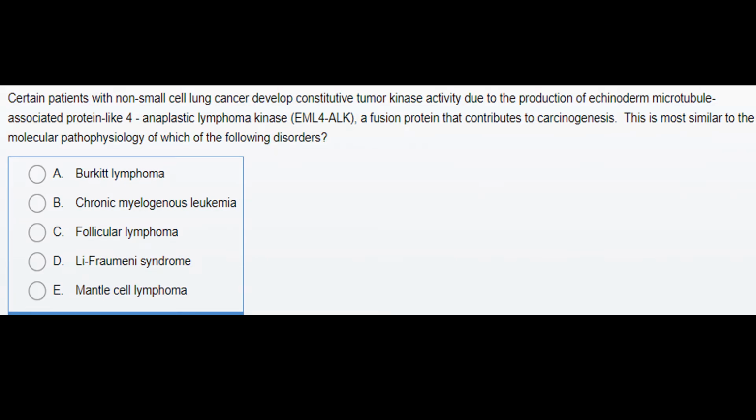Now moving on with the next question. Certain patients with non-small cell lung cancer develop constitutive tumor kinase activity due to production of echinoderm microtubule associated protein like 4 anaplastic lymphoma kinase, that is EML4-ALK, a fusion protein that contributes to carcinogenesis. This is most similar to the molecular pathophysiology of which of the following disorders?